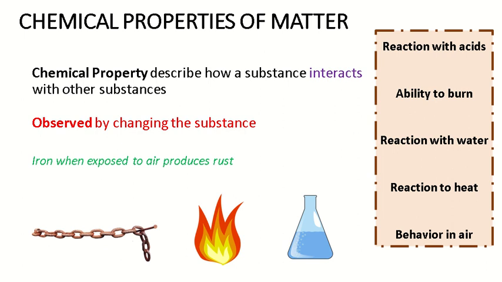For example, iron when exposed to air produces rust. Now iron reacts with the oxygen in air to produce rust. This is a chemical property of iron. While gold, if it's exposed to air, does not produce rust. So it does not have this chemical property.